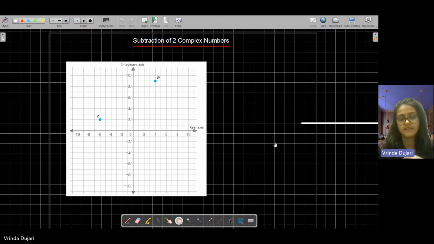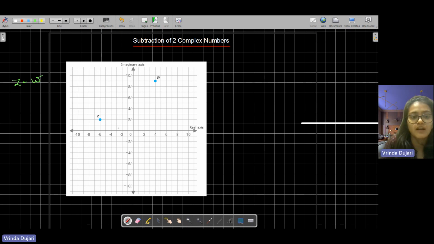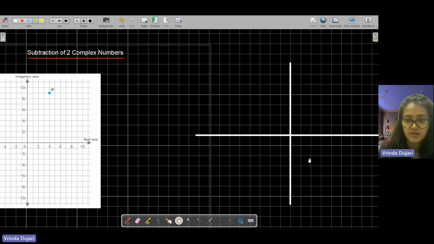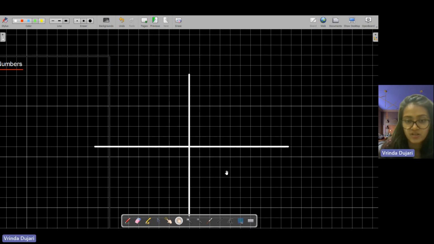Okay, so let's say that we have these two complex numbers, these two guys, Z and W, and we want to find out what is going to be Z minus W.